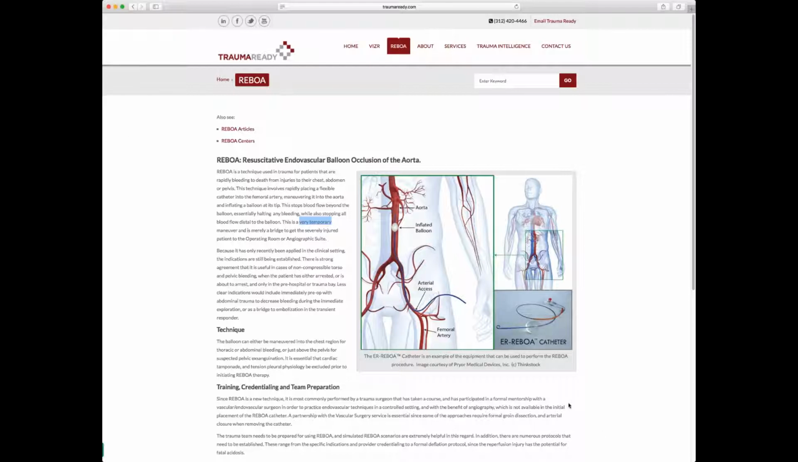So it's a REBOA catheter. Just a new device. I had not seen this before this point.